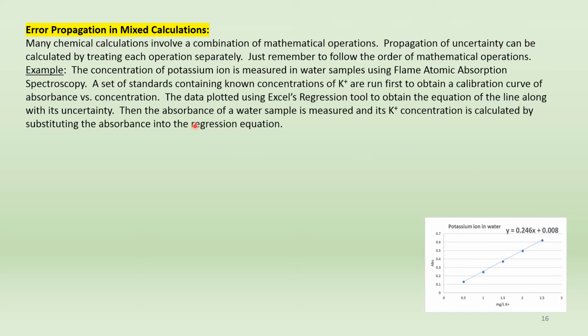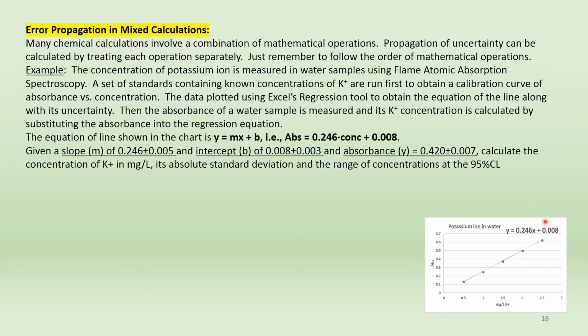Then the absorbance of the water sample is measured. Its potassium ion concentration can be calculated by substituting the absorbance into the regression equation. Here's the equation of the straight line as y equals mx plus b. In this case, y is the absorbance, and m is the slope, which is given as 0.246. X is the concentration we're going to solve for, and b is the y-intercept, 0.008 here.